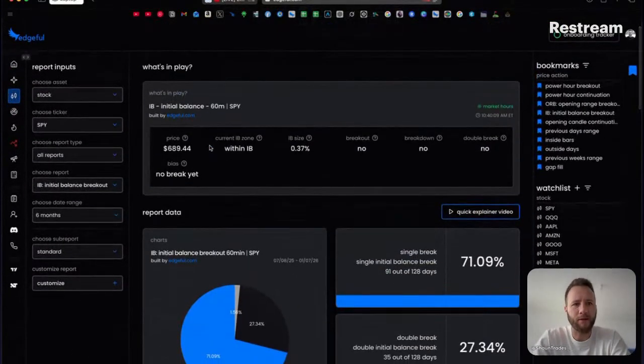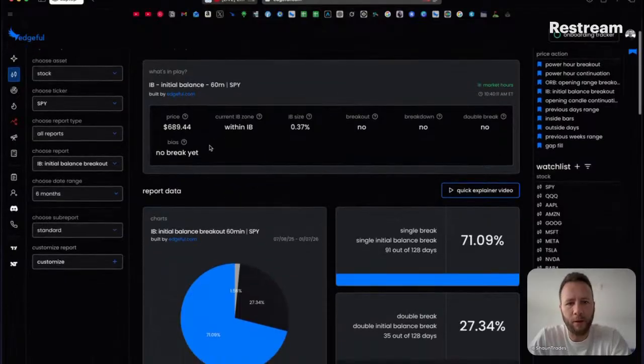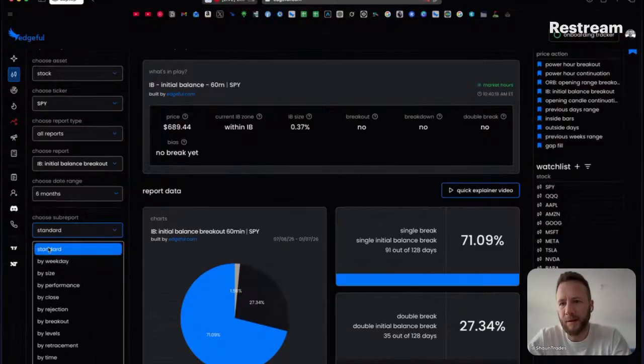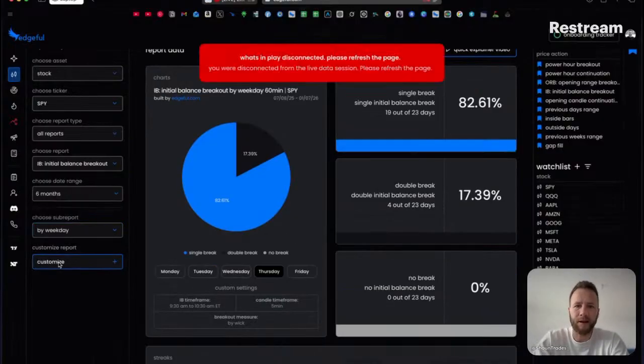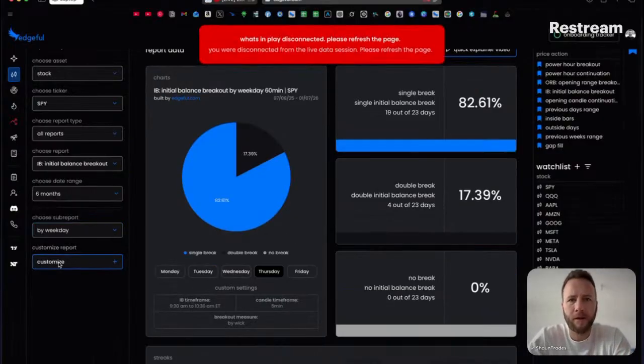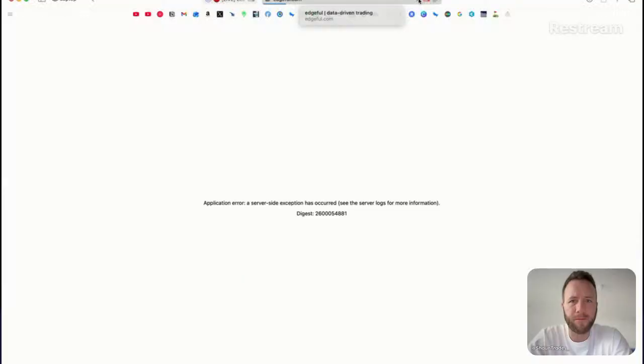So we've got our initial balance breakout data here, as you can see, 71%, 27%, fantastic. We're going to tap on the left side here, choose sub-report. You can see at the moment it's stuck on standard. We're going to go down to a weekday. And what this does, it gives you the data. Refresh the page.